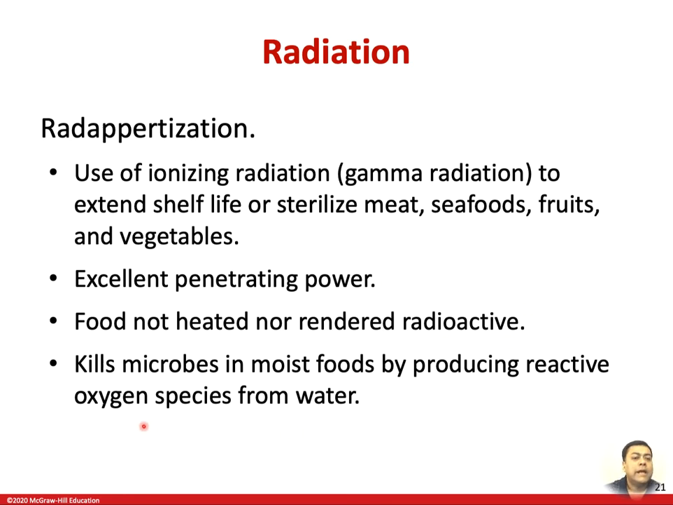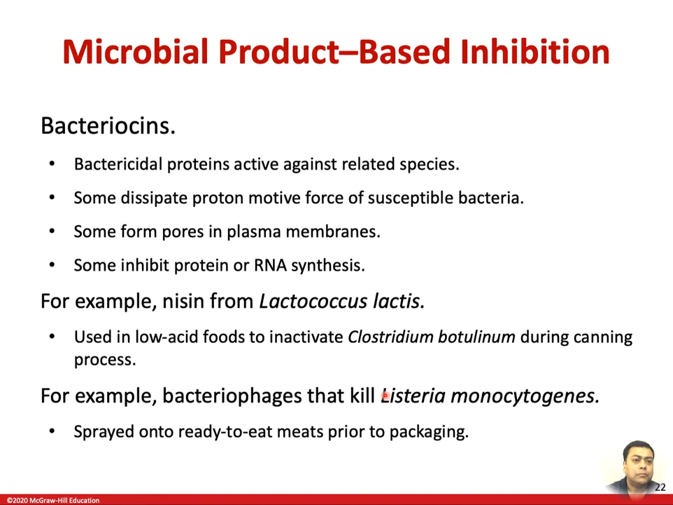In addition to breaking down the DNA of the microorganisms, which is the main process by which radiation works, it also kills microbes in moist food by producing reactive oxygen species from water. These ROS, the reactive oxygen species, are produced by ionizing radiation, and that's the reason it is called ionizing radiation, such as gamma radiation. When produced in the environment of the microbes, they can readily kill the microbes by oxidizing the lipids as well as the proteins on their outer structure.